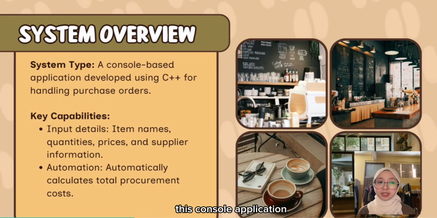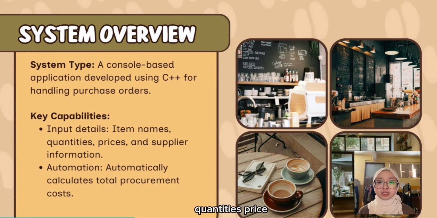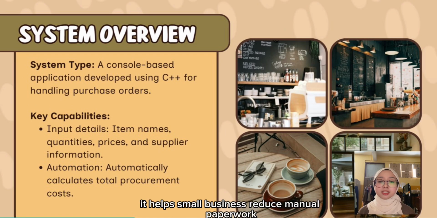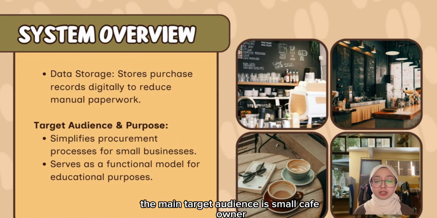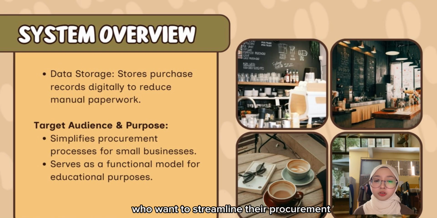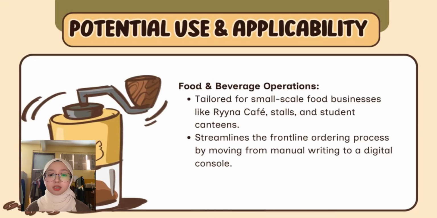This console application simplifies purchase orders by handling item names, quantities, price, and supplier information automatically. It helps small businesses reduce manual paperwork by storing purchase records digitally. The main target audience is small cafe owners who want to streamline their procurement, but it also serves as a great functional model for educational purposes to show how programming solves real-life problems. Next, potential use and applicability.